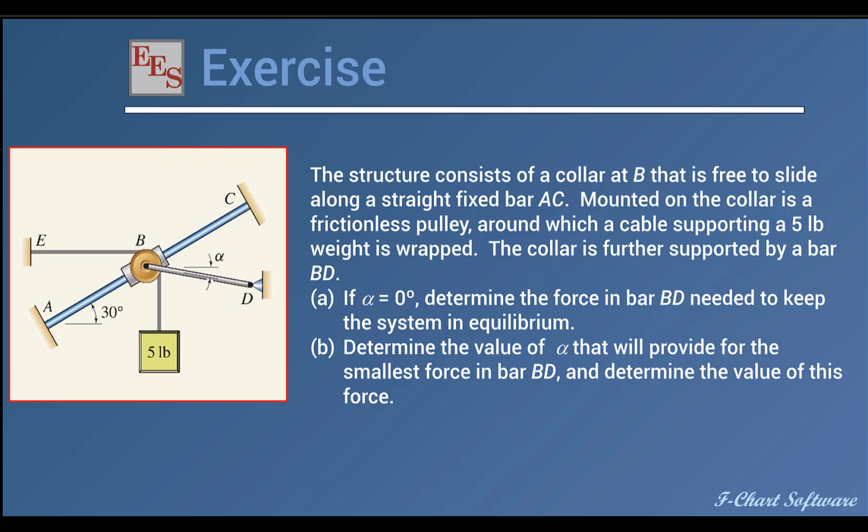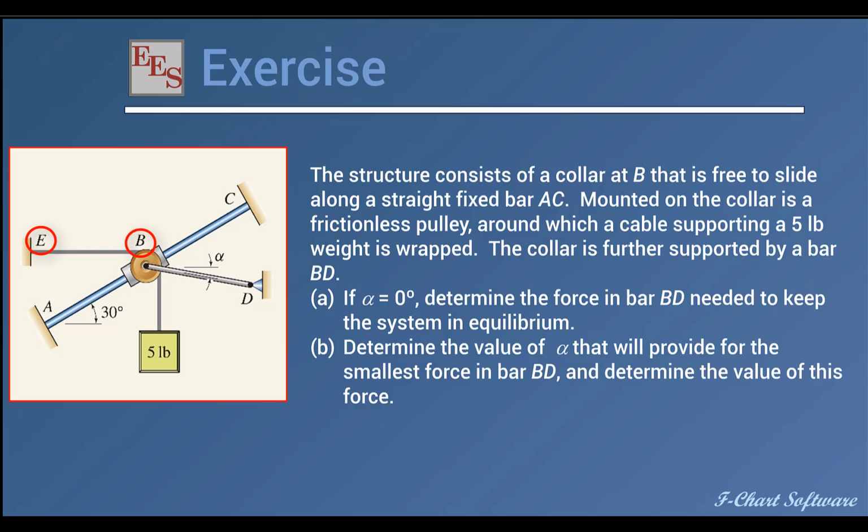You can see that we have a structure that consists of a collar here at B that's free to slide along this rod AC, and the rod's at theta equals 30 degrees relative to horizontal, and then mounted on the collar is this frictionless pulley, and that frictionless pulley has a cable that supports a 5-pound weight here and is fixed over here at location E, which is at the same Y location as B, so it's horizontal.